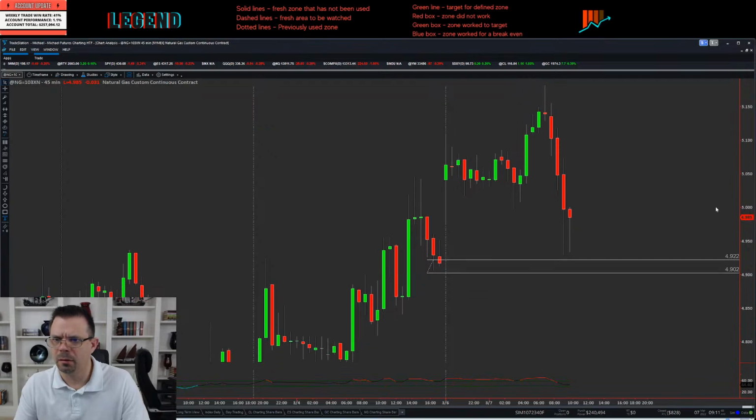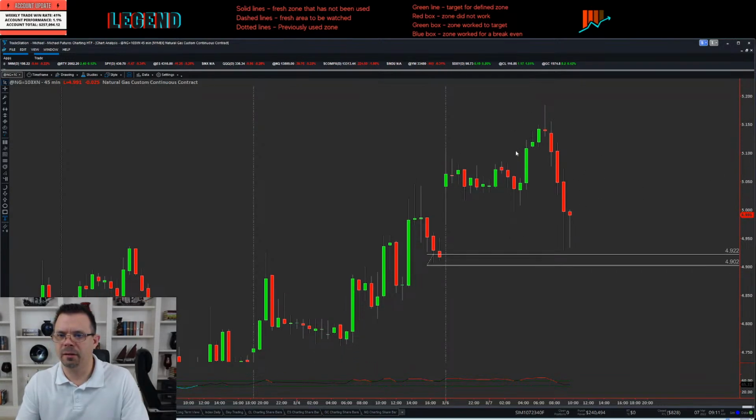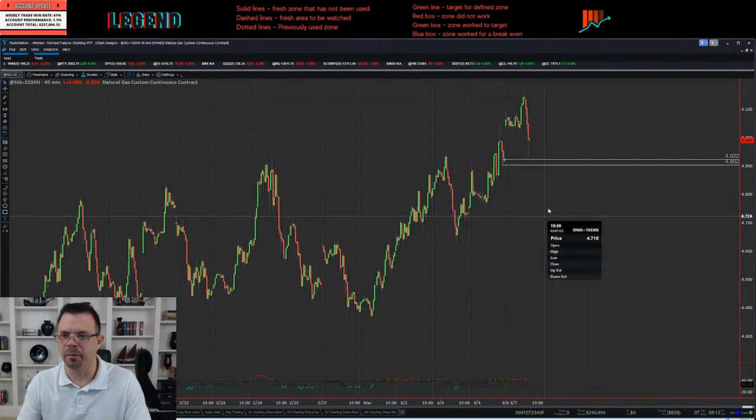That's the problem with gaps, you don't know where they're going to be used. So I would still say, as long as price doesn't come back up and continue this trend up, if it comes back down in here, this is probably not a bad place to look for another potential trade.